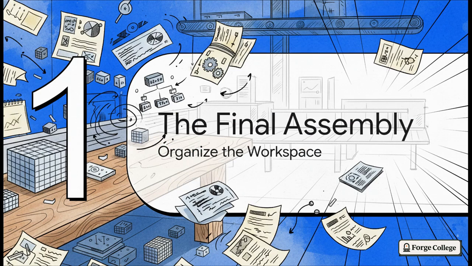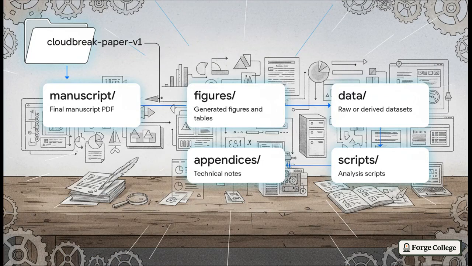First things first, we need to organize that workspace. Imagine you're standing at a literal workbench, and it's just scattered with all the raw data and scripts we built previously. It's a mess, right? We need to bring order to that chaos by building a versioned root directory. Let's call it something like Cloudbreak Paper v1. Inside that, we map out these exact 5 folders: manuscript, figures, data, scripts, and appendices. What we are doing here is setting up a clean, highly orderly assembly line for our components. By putting every single piece of data and every script into its proper bin, we guarantee that when the machine is finally turned on, those gears are not going to jam.